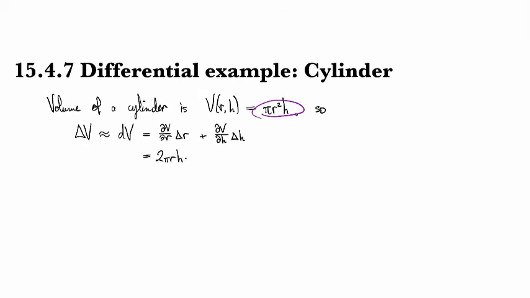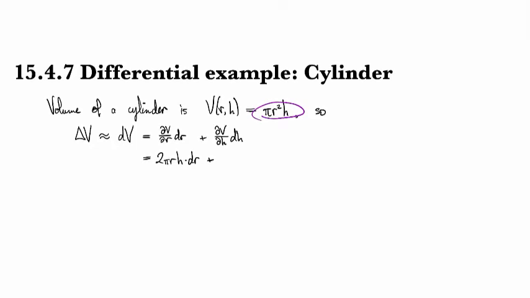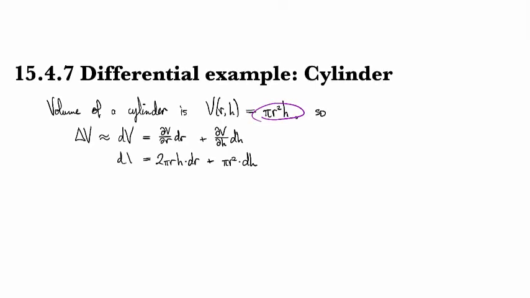Well, I'm going to change the delta r to dr. I think I like that notation better. Means the same thing, it's just a different notation for it. Okay, and then plus, we have the partial of the purple guy with respect to h. So pi r squared times dh. Okay, so this is the differential for the volume.